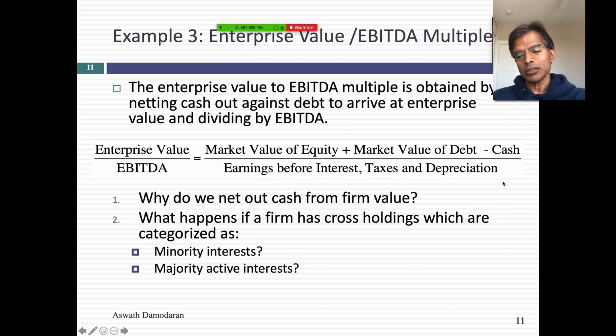So I'm going to ask you a question, and I'll give you a minute to think about the answer, and then I'll butt in with the answer. Because I've asked this question of equity research analysts who use EV to EBITDA every day, and I almost never get the right answer. Why do we net cash out of the numerator?